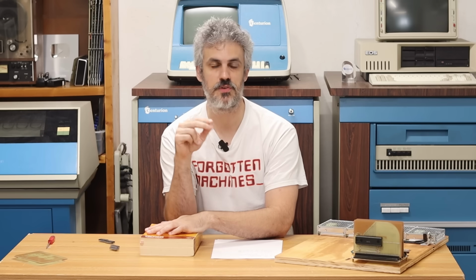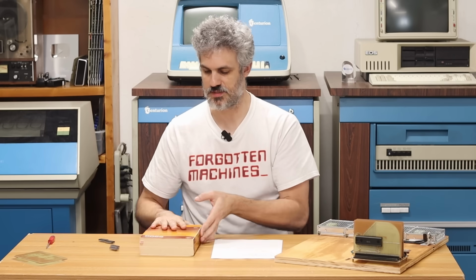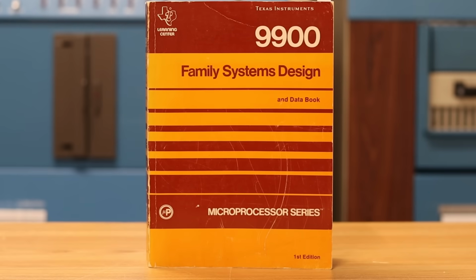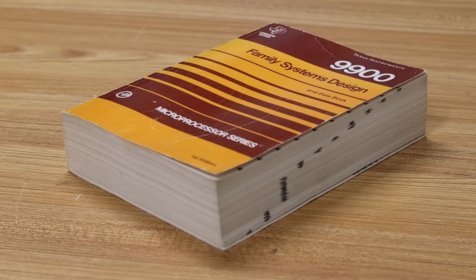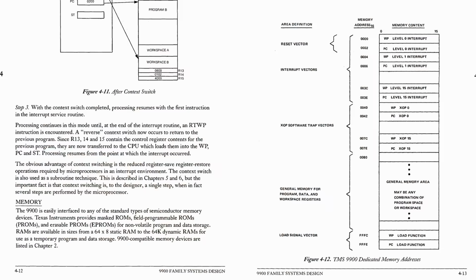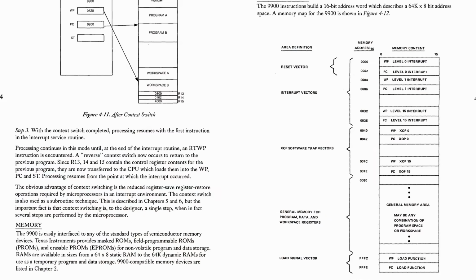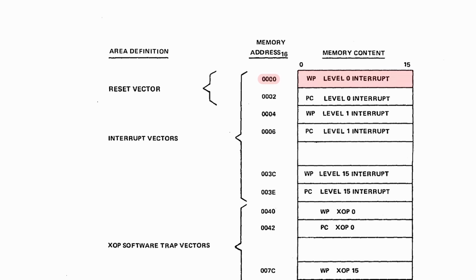When we hit reset by pulling the reset line on the CPU temporarily low, it immediately jumps to memory address 0000, and that is the reset vector where it does some pretty interesting things. And we can figure that out by looking at our 9900 family systems design tome of knowledge here. If we go to page 4-13 here, we can see the memory organization, and memory address 0000 and 0002 is the level 0 interrupt, also known as the reset vector.